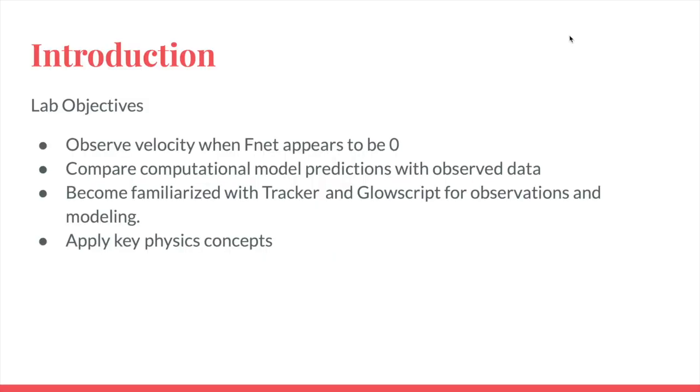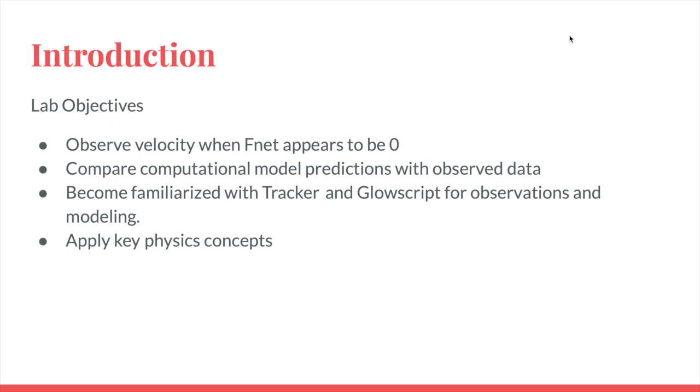The objective of this lab was to analyze the velocity and motion of an object when there are seemingly no net forces acting on it. Analysis of the object's motion could be done through observation in comparison with the predicted model. In order to do this, we were to familiarize ourselves with the programs Tracker and GlowScript. Tracker to collect observed data, and GlowScript to model predicted motion.